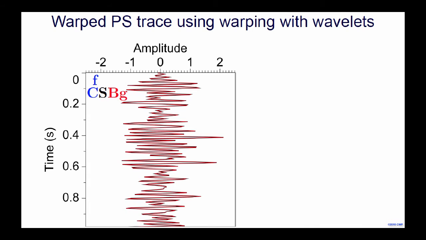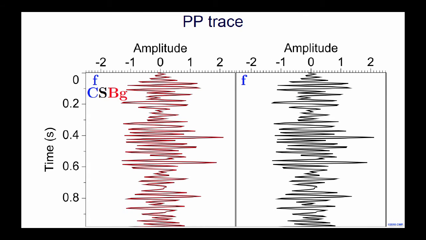Now let's compare this to the warped PS trace that we get with the shaping filter. Again, for reference, I've plotted the PP trace in black, and on top of it, I'm going to plot the warped PS trace that we get with the shaping filter in red.